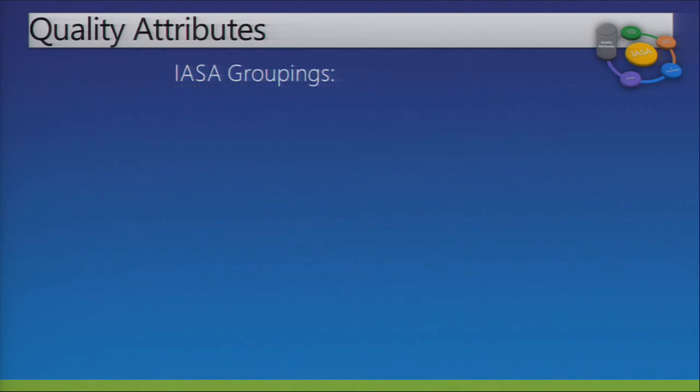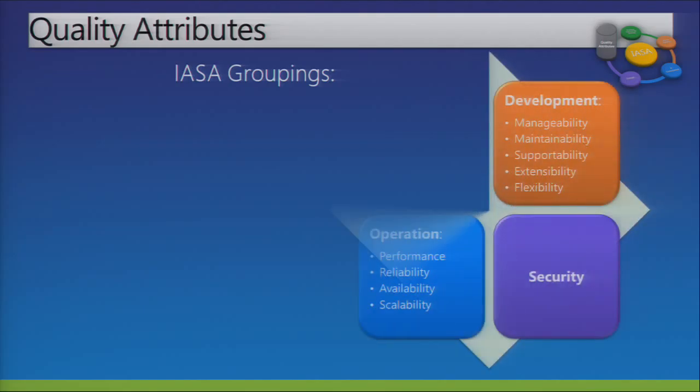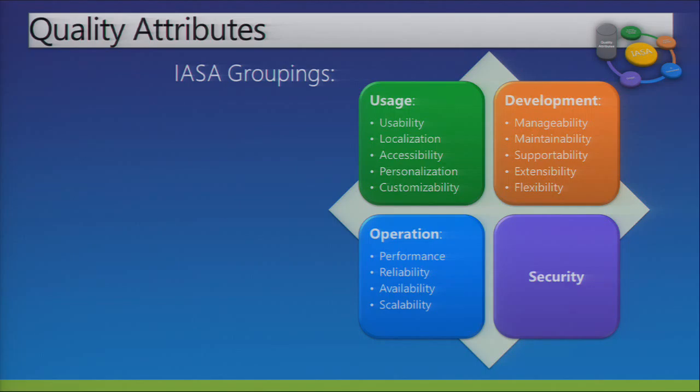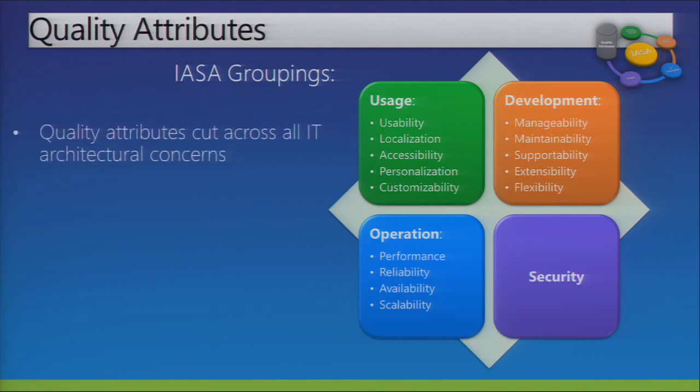So let's build this out a little bit. ISA has some really cool groupings of the quality attributes. This is one thing I've actually printed and I put in front of my desk. The quality attributes are grouped by usage, development, operation, and security. Now, there's a lot of quality attributes, or the ilities, and the concern you often have is which ones do I use? Do I use them all?